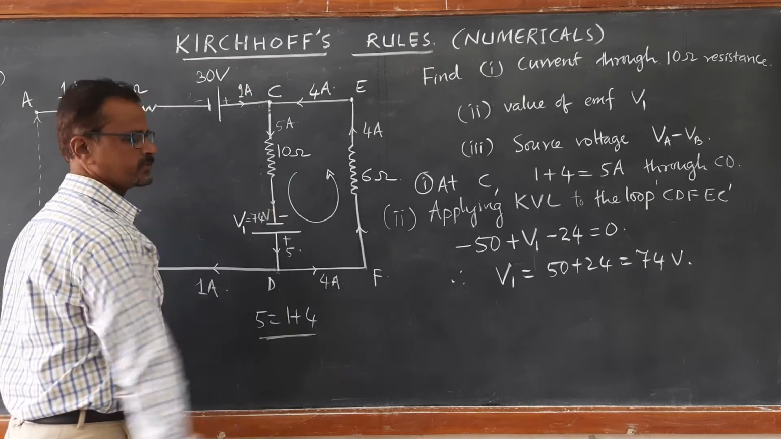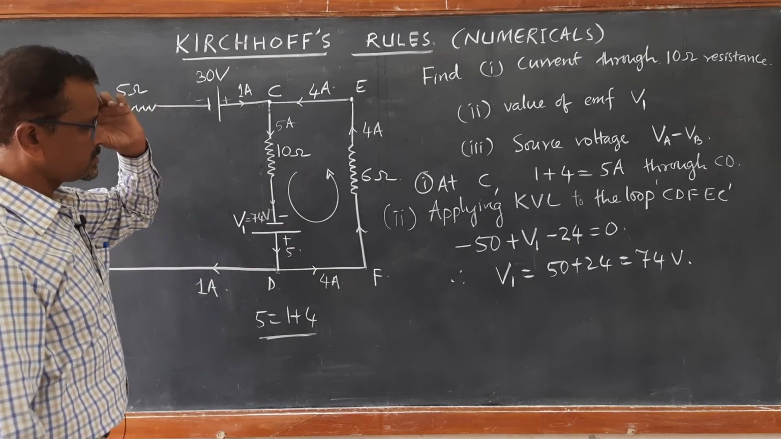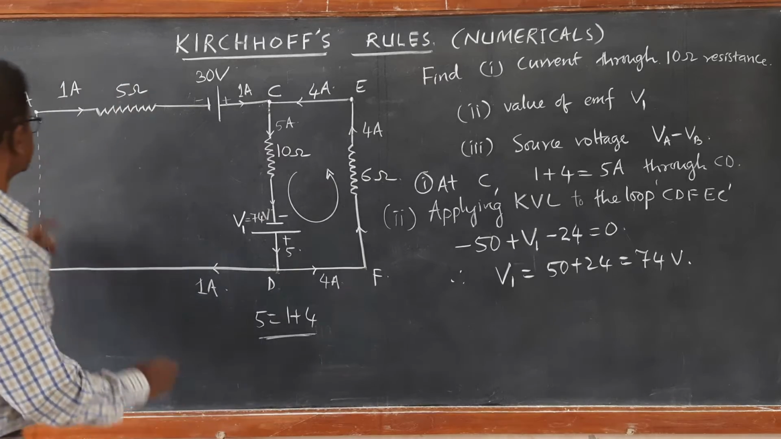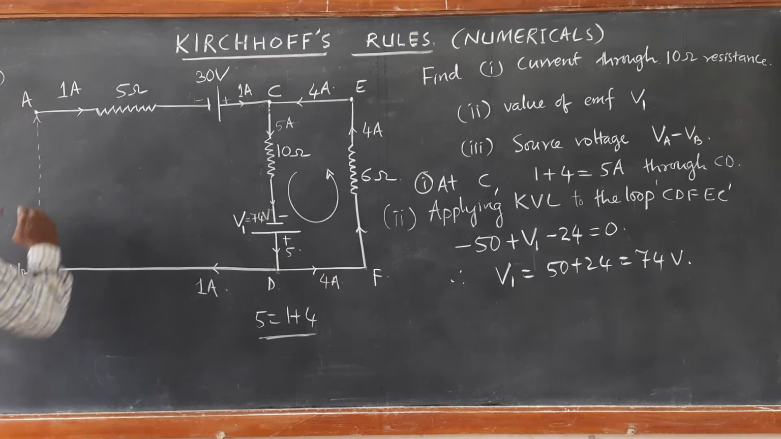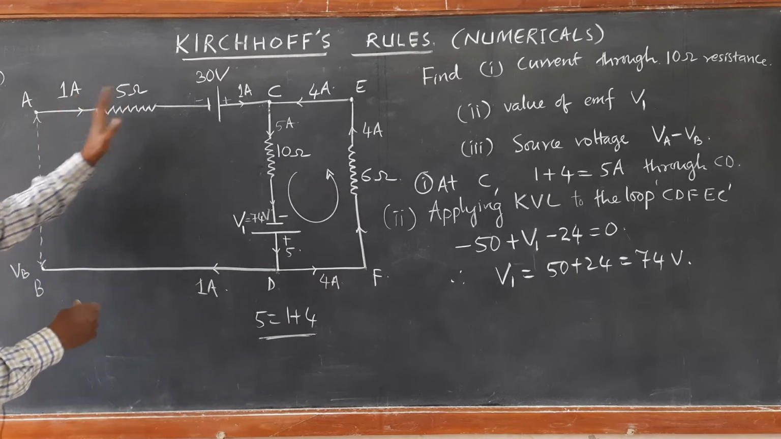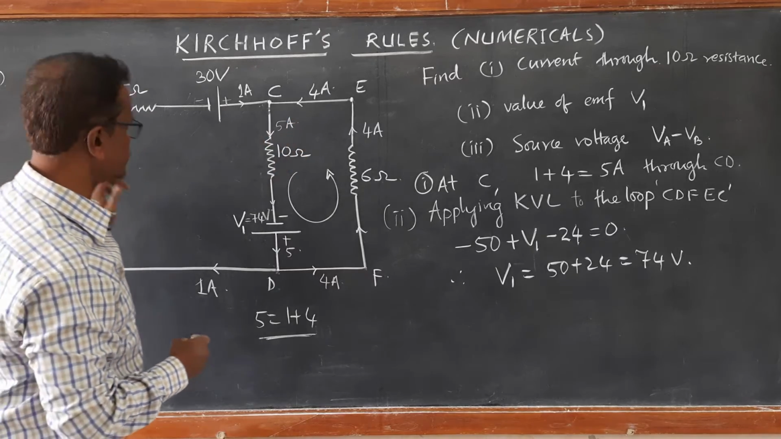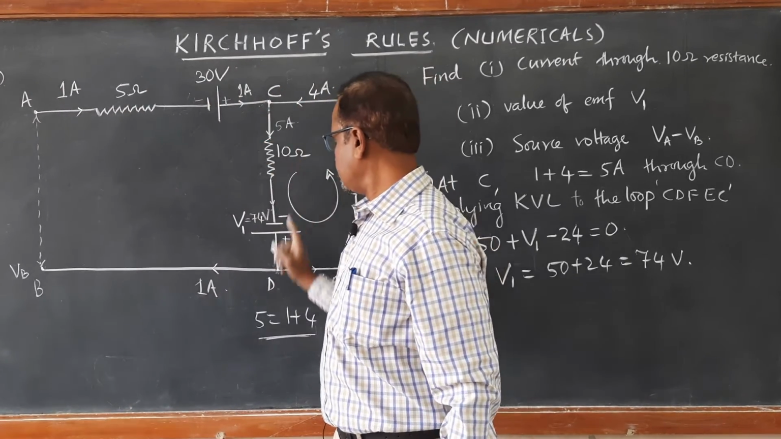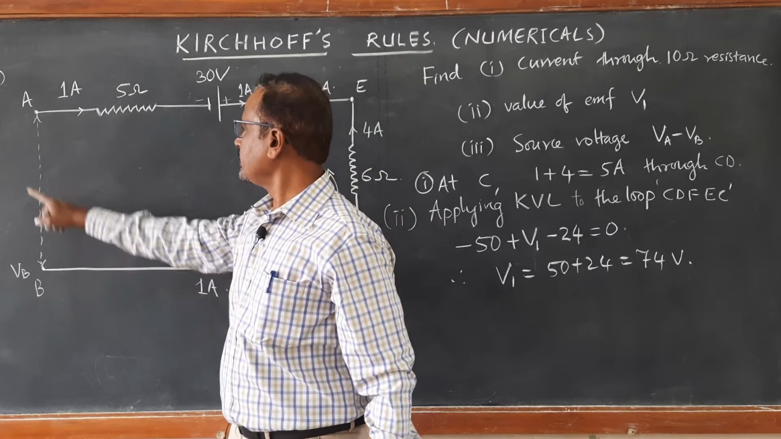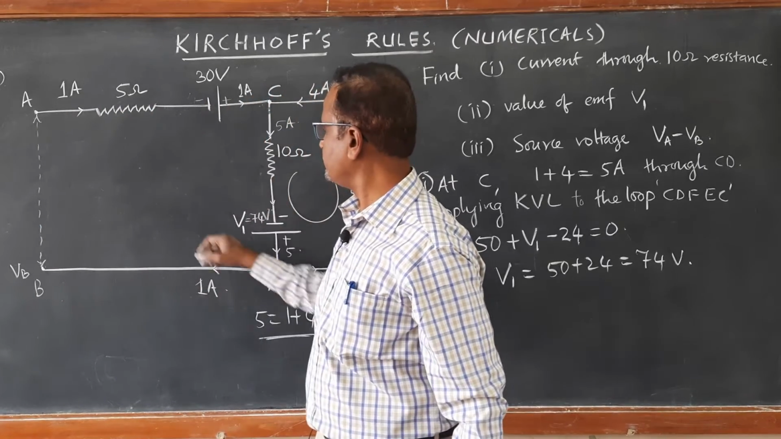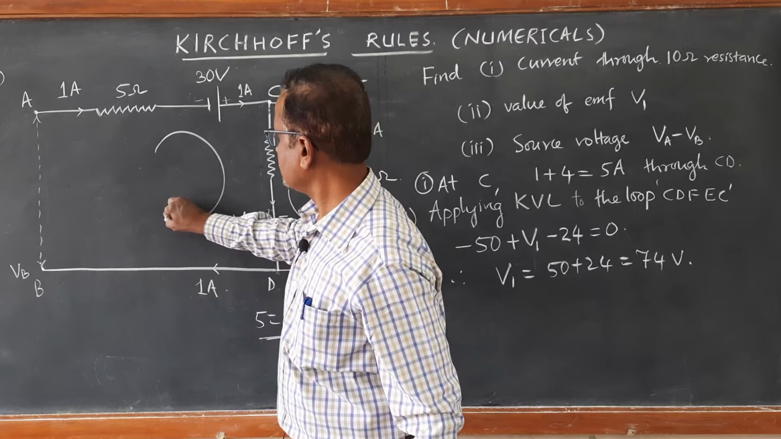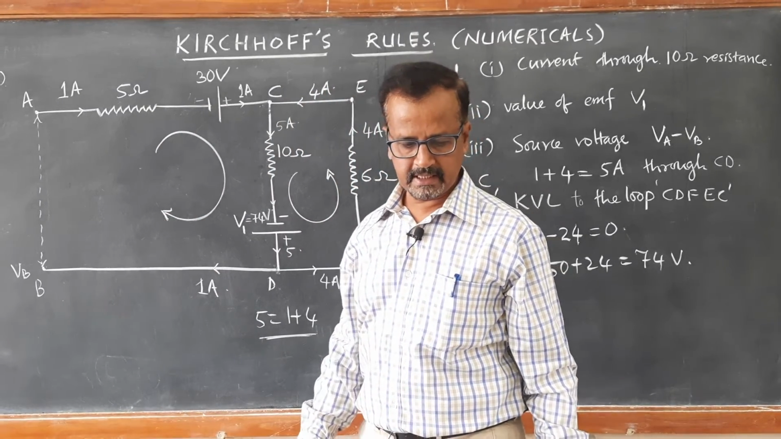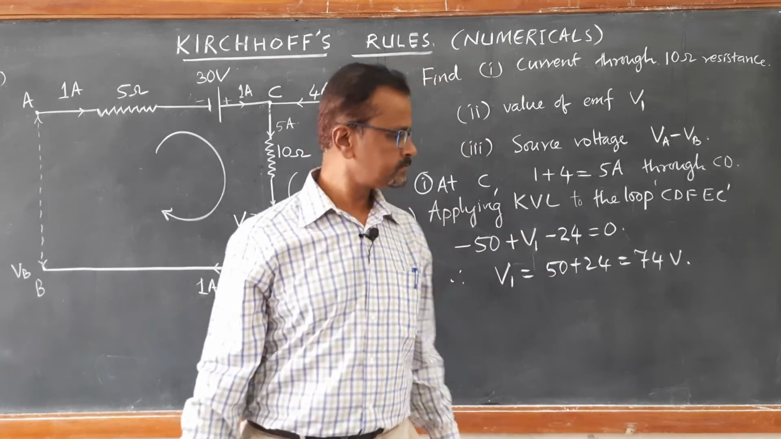74 volts. Now we got 74, that is the second one. Then what is the source voltage VA minus VB? To find this, we are choosing one more closed loop. What is that loop? A, C, D, B, A. This is the closed loop. Again it is in the clockwise sense, choosing A, C, D, B, A.